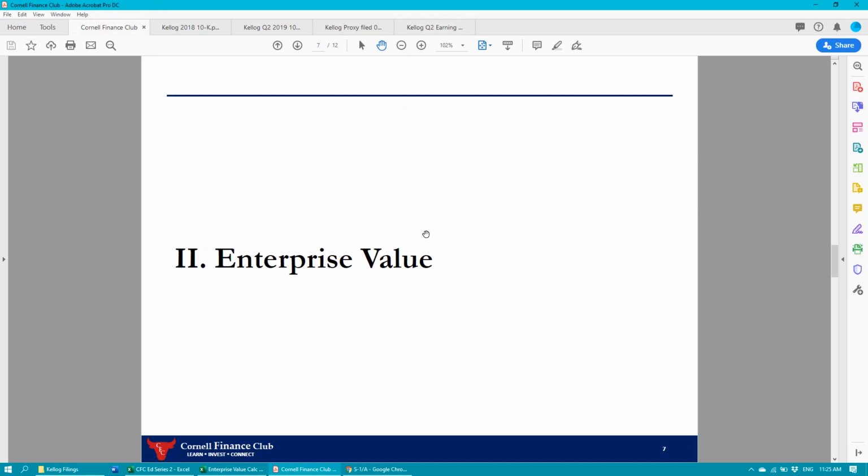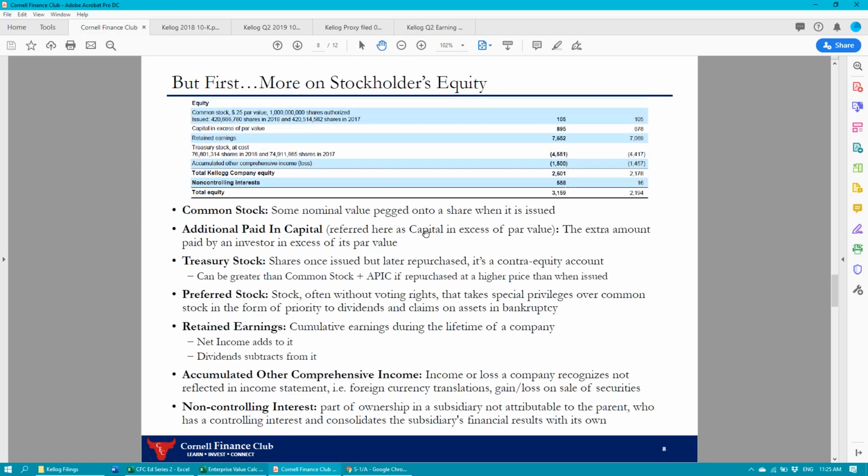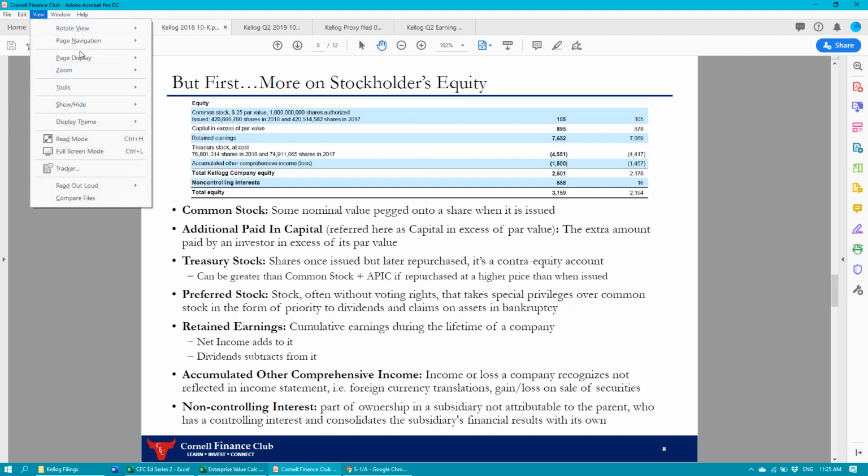So now let's talk about enterprise value. But first, more on stockholders' equity. So you have in stockholders' equity several different accounts. The most common is, well, every public company has common stock. So it's some nominal value pegged onto a share when it's issued. And then you have the additional paid-in capital, which is referred to as capital in excess of the par value. So actually, let's full screen this.